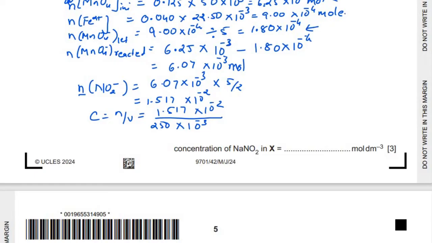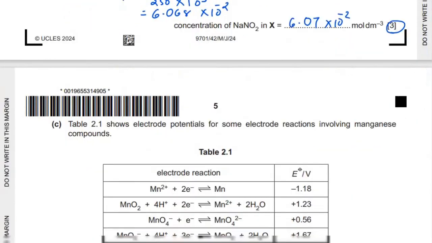Now if I write that 6.068 into 10 power minus 2 in 3 significant figures, I'll write it as 6.07 into 10 power minus 2 moles per dm cube. So this is how we got the concentration. It's a very indirect method, but you can see it carries 3 marks. Obviously there are long steps to calculate the concentration.